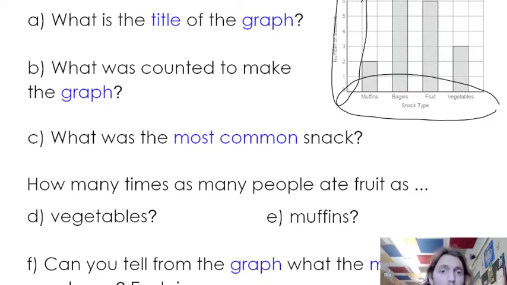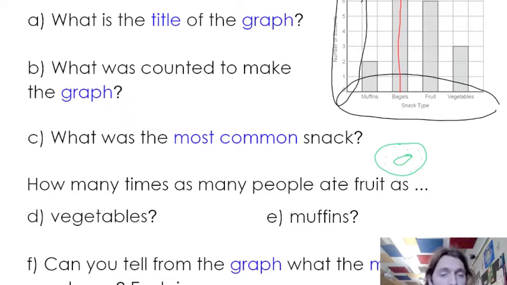All right. So now let's look at number C. What was the most common snack? Most common snack looks to me like it was bagels. So we look up here, bagels had 7 people compared to everyone else, every other food had less than 7. So in my opinion, the most common snack is bagels. So let's take a look here, and we'll draw a little bagel. Add some sesame seeds on there and everything.